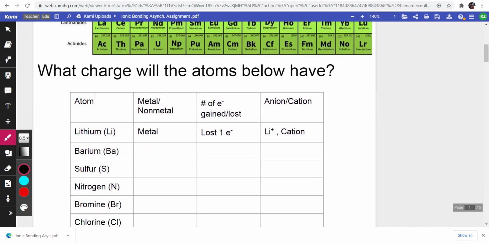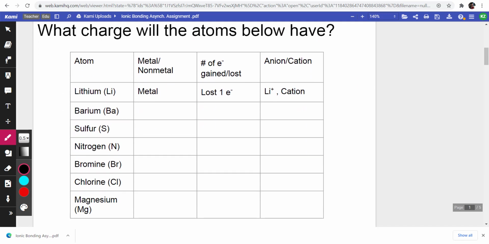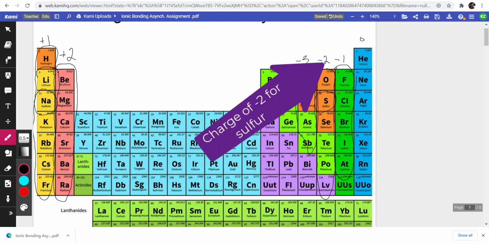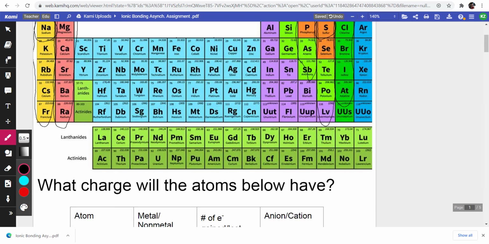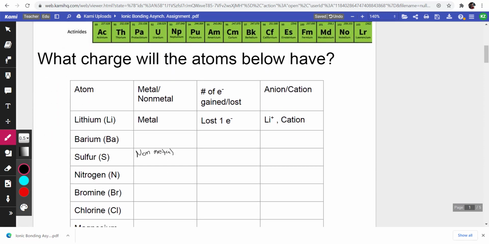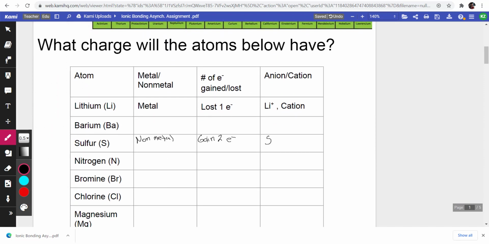Let's do one more. Let's go ahead and complete sulfur. For sulfur, you see that sulfur is considered the other non-metal, or other type. It's a type of other non-metal because it's not a halogen or a noble gas. And you could see that it has a charge of -2. So if I go down here, all I have to do is say that sulfur is a non-metal and that it will gain 2 electrons. And to write sulfur, all I would write is S2-, and it is considered an anion.